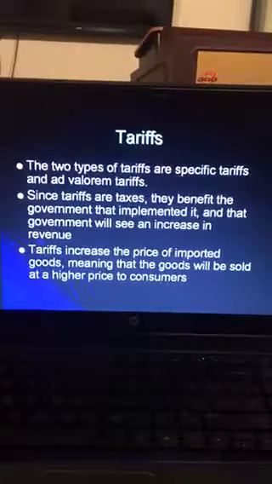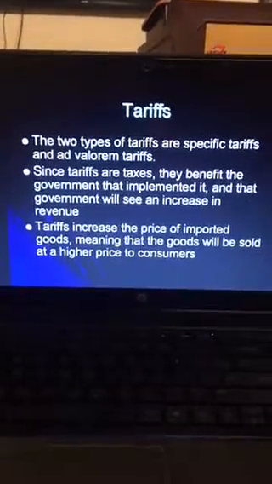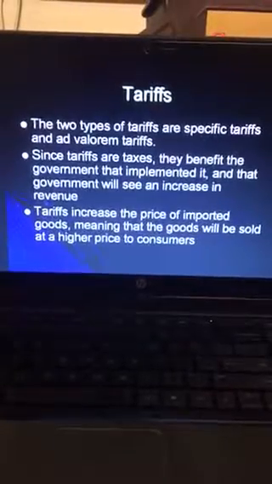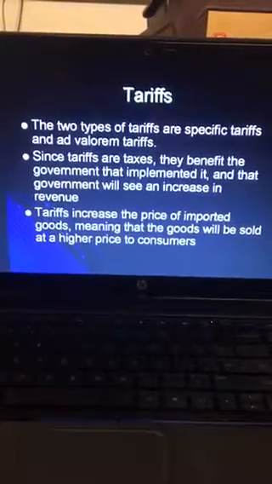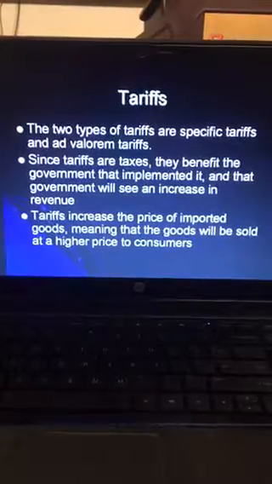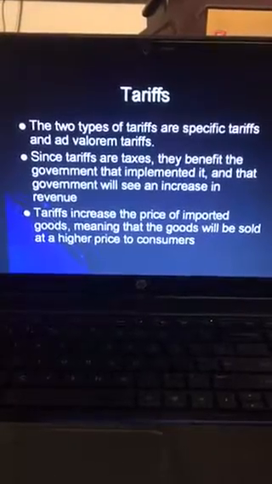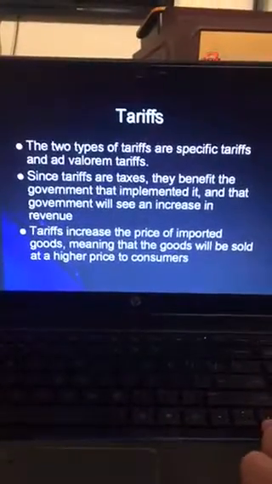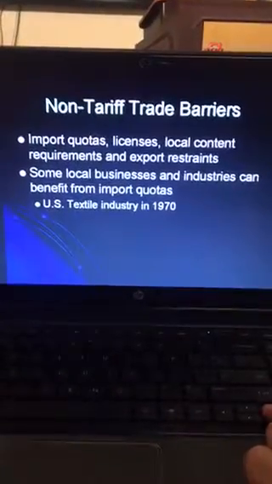And since tariffs are taxes, they directly benefit the government that implemented them and increase revenue. Tariffs also increase the price of the imported goods, meaning that they will be sold at a higher price to consumers, which will affect lower class citizens and also less educated citizens.